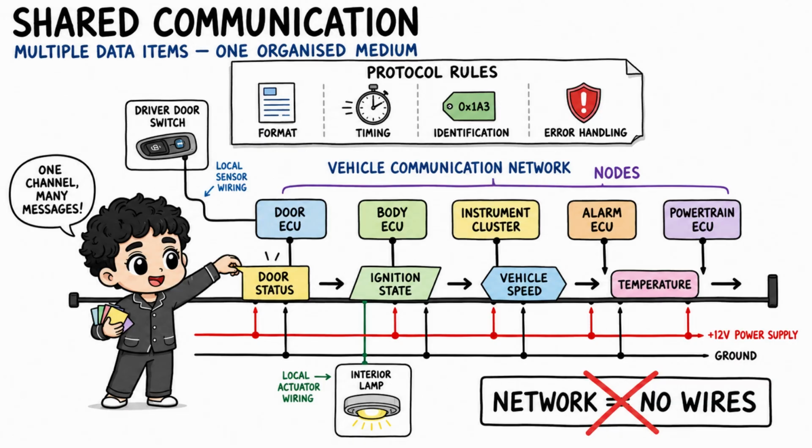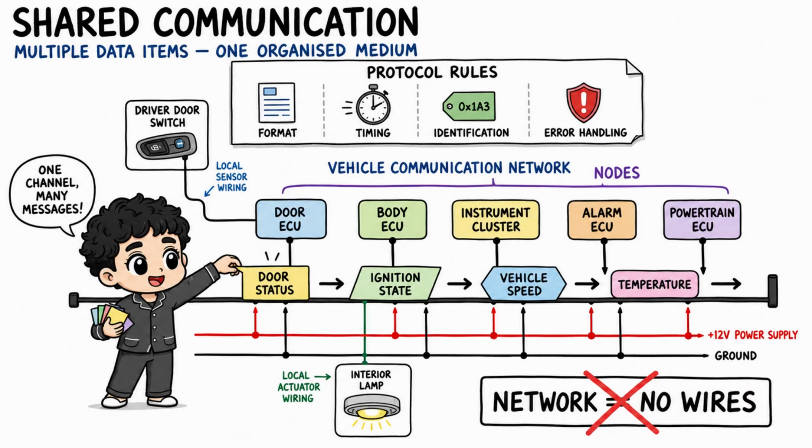The major advantage is multiplexing. Multiplexing means that many different data items can share one communication medium instead of requiring a dedicated wire for every source-to-destination relationship. The data items are transmitted at different moments according to the rules of the selected protocol.